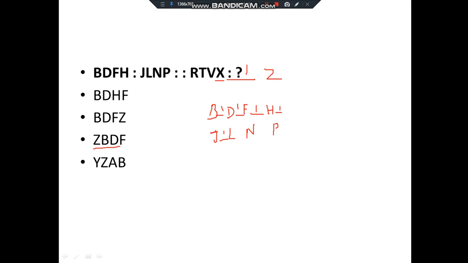Okay. Next question, B, D, F, H, J, L, and P. When you write it down, if you see the one letter is left between them. B, C is left, D, E is left, F, G is left, H, I is left. So after X, leave one letter. Y, so next letter would be obviously Z, right?